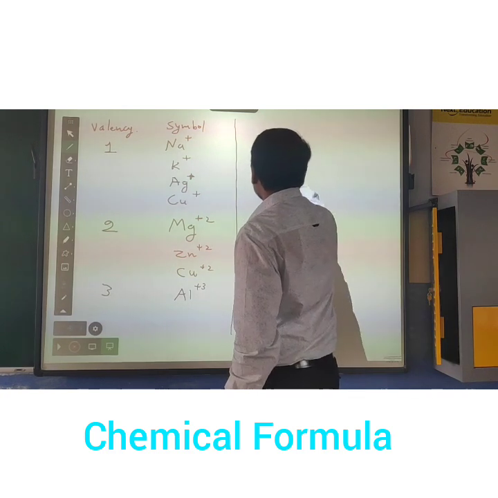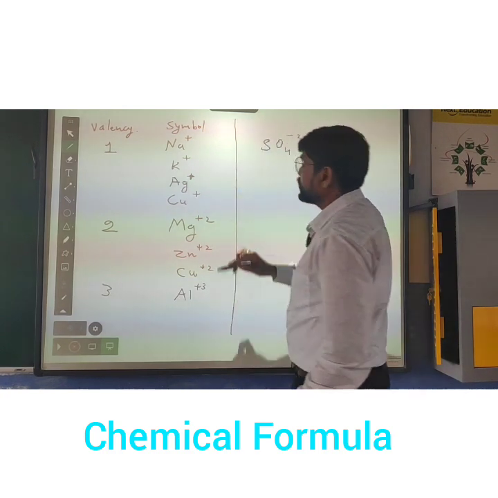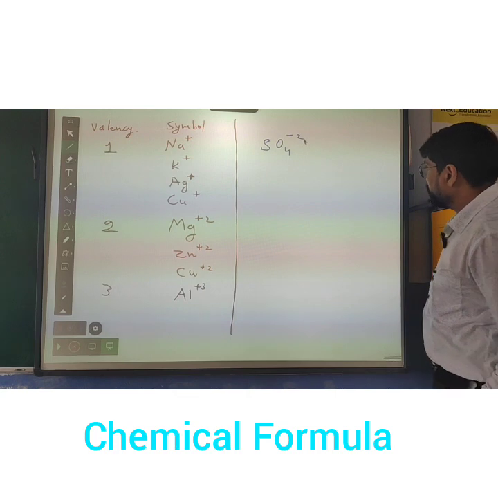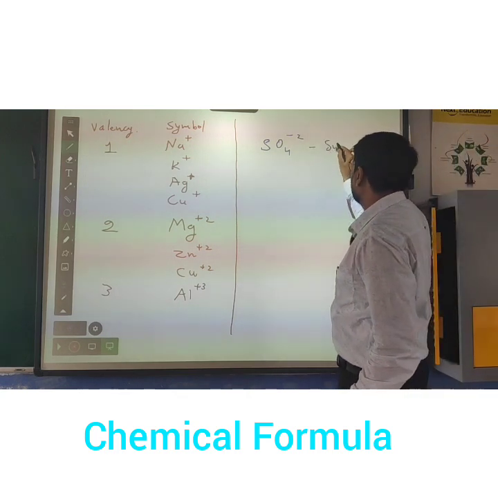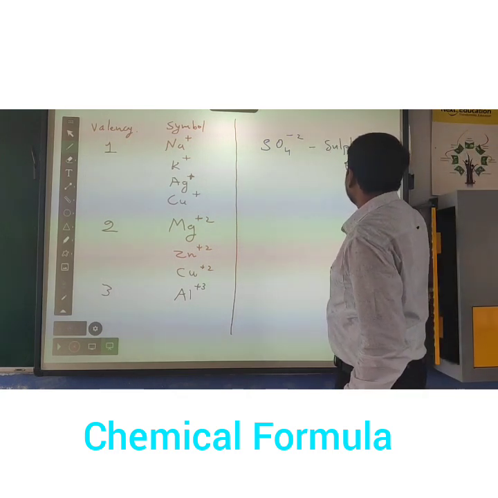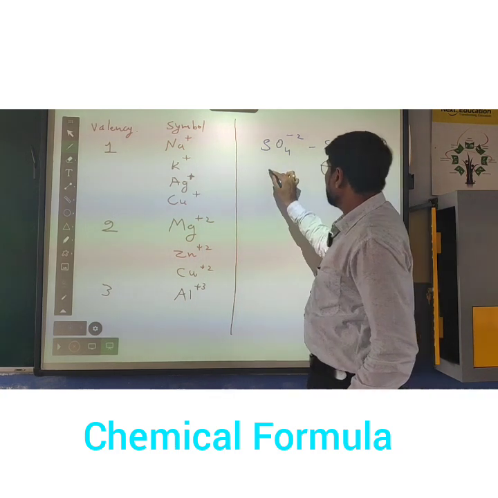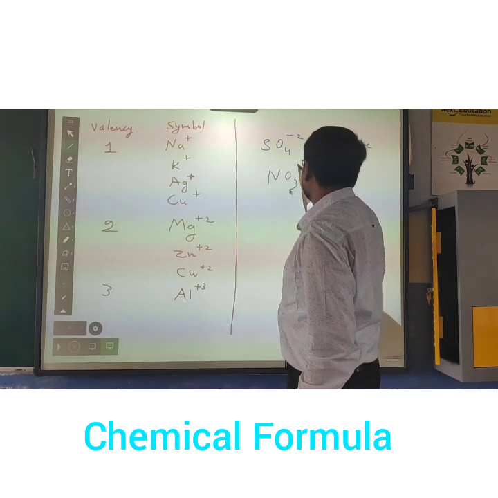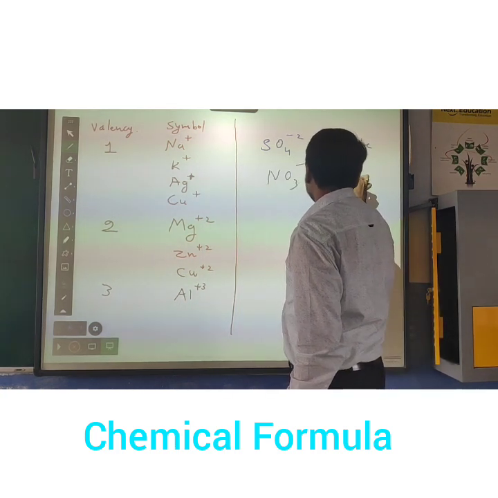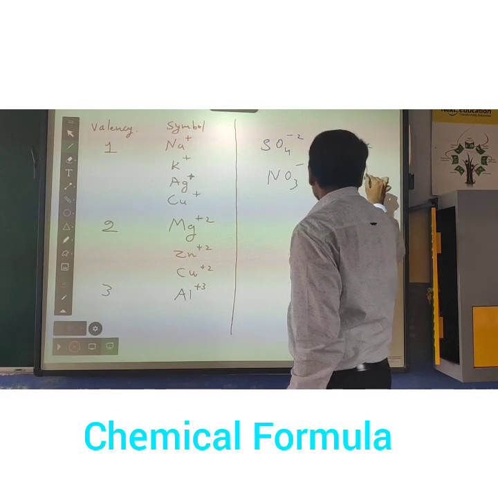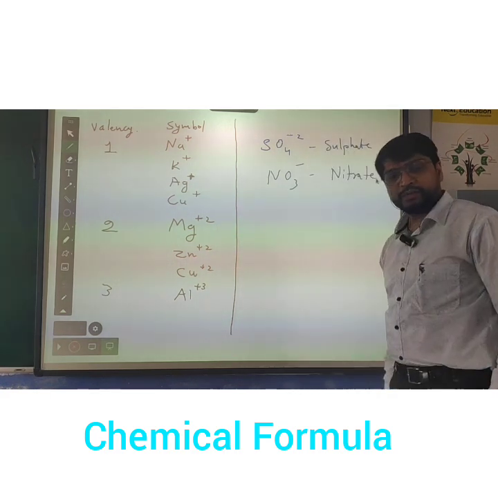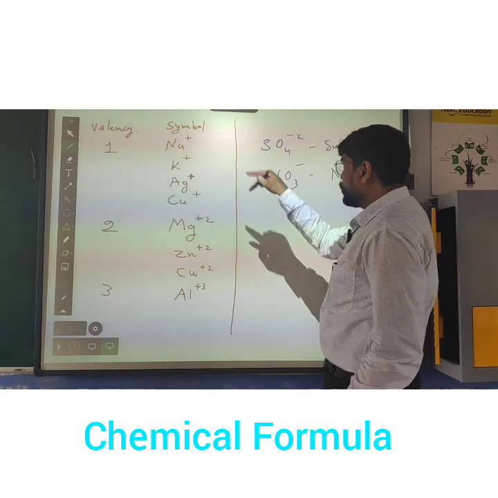Let's say this is one, SO4 minus 2. What is SO4 minus 2? You know what it is? It is called the sulfate ion. Now, after the sulfate ion, we have NO3 minus, the nitrate ion. I am taking some of the anions arbitrarily, which we can utilize later on to form compounds.